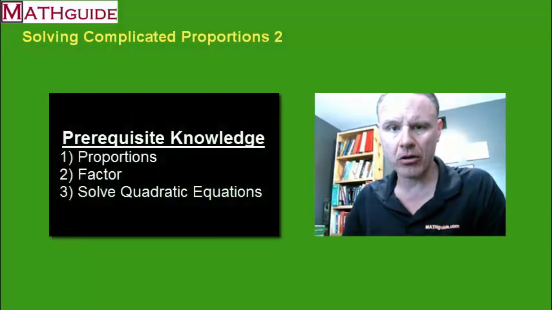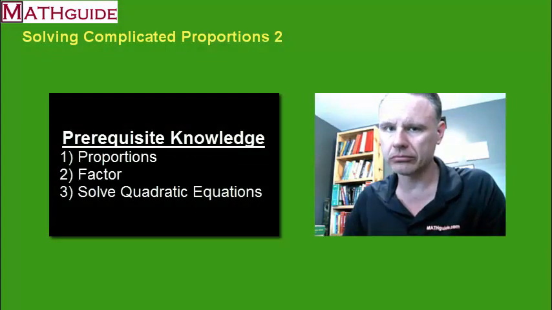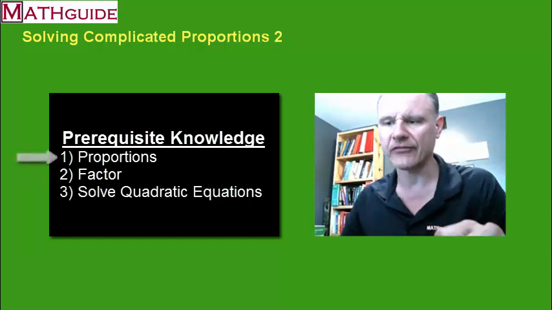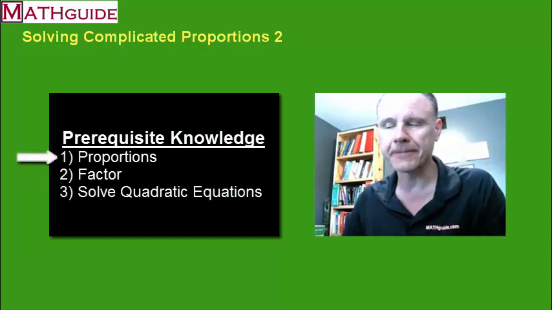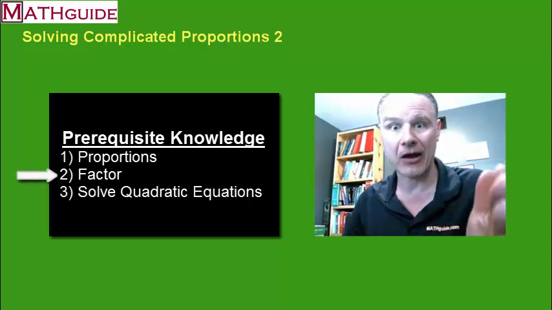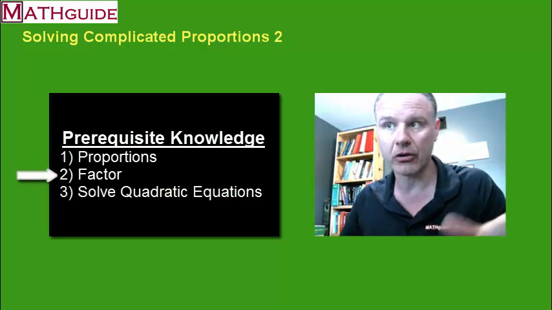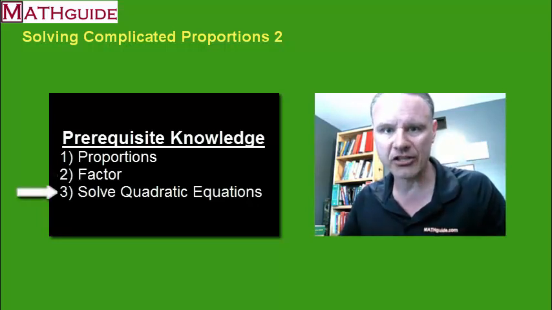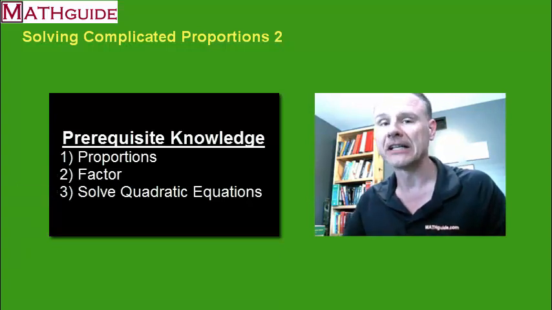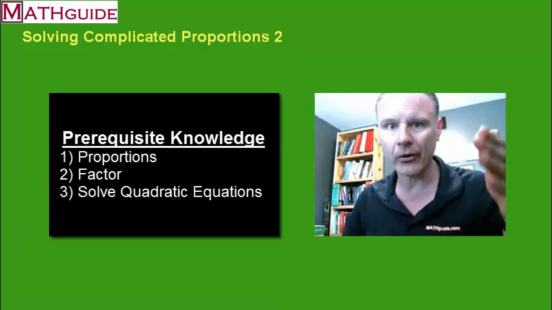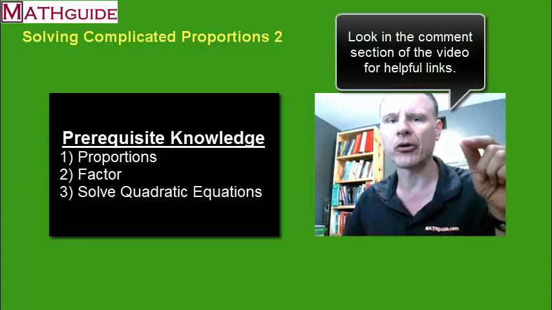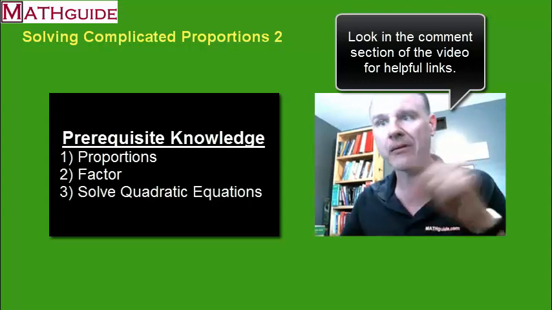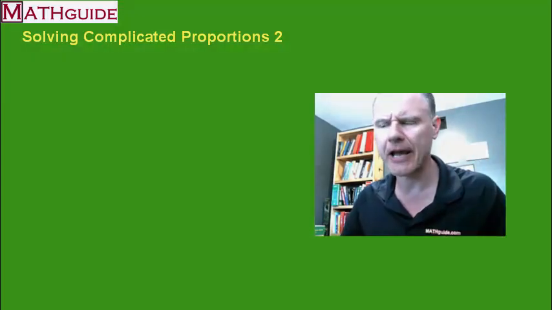So let's talk about all the prerequisite knowledge you need to know in order to be successful at understanding this video. So 1, you have to know something about proportions. 2, you've got to know something about how to factor quadratic equations or quadratic polynomials. And then 3, you have to know how to solve quadratic equations, preferably by factoring. If you don't know any one of those or more than one of those, I'm going to put links in the comment section of this video, and you could look them over and then come back to this video. All right, anyway, let's charge ahead.